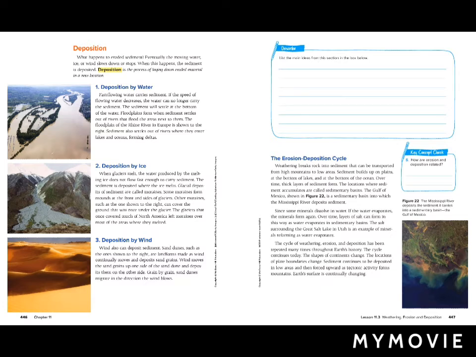Deposition by water. If the speed of flowing water decreases, the water can no longer carry the sediment. The sediment will settle. Flood plains form when sediment settles out of the river that flooded the area next to it. The flood plain of the Rhine River is shown to the right. Sediment also settles out of rivers where they enter lakes or oceans, forming deltas.